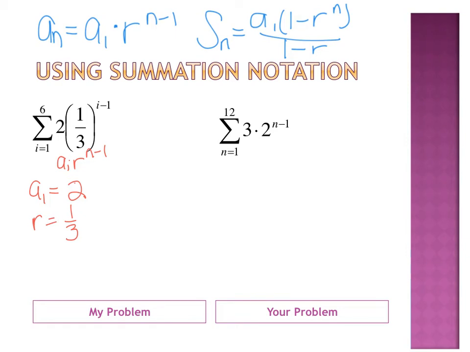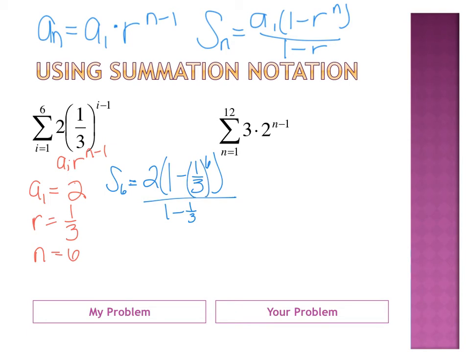So how many terms will there be if I add up from 1 to 6? There's 6 of them, right? If I start at 1 and I count up to 6, I have 6 numbers, right? Everybody agree with that? So what is n? n is 6. Okay. And then I just plug my information into my formula. S of 6 terms equals a_1, 2, times 1 minus 1/3 to the 6th power, divided by 1 minus 1/3.